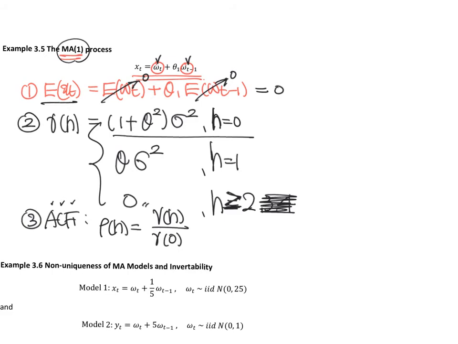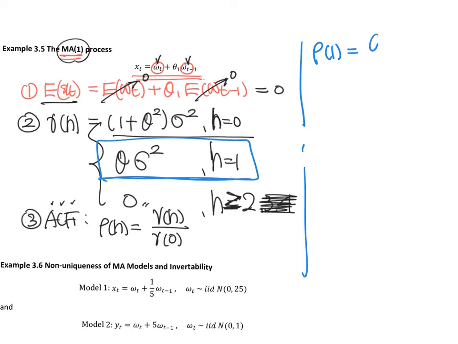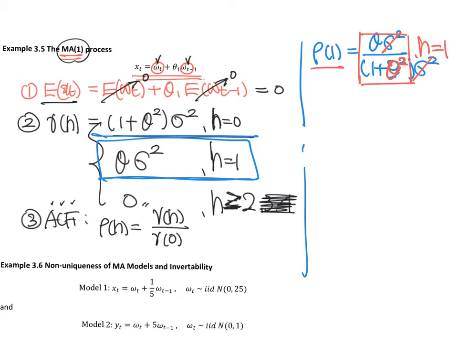Let me make the spaces here. So rho 1, that means when h equals 1, we just take this one in the numerator divided by the variance, 1 plus theta square times sigma square. So simply cancel out the sigma square. So theta over 1 plus theta square will be the ACF when h equals 1.